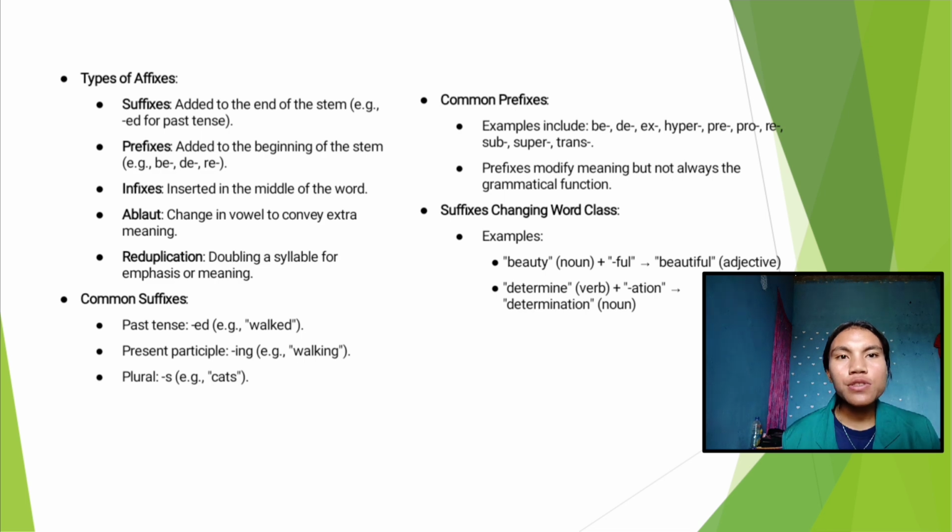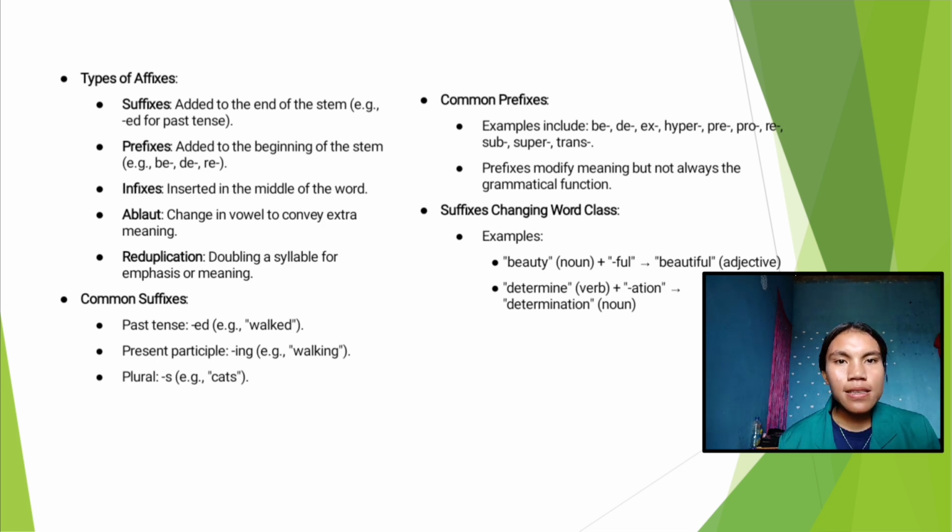Suffixes are added to the end of the stem, for example, ed for past tense. Prefixes are added to the beginning of the stem, for example, be, de, re. Infixes are inserted in the middle of the word, a change in vowel to convey extra meaning. Reduplication, doubling a syllable for emphasis or meaning.